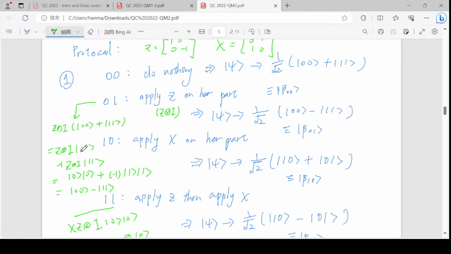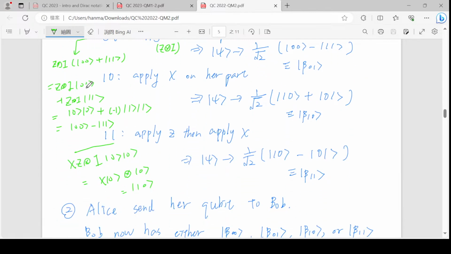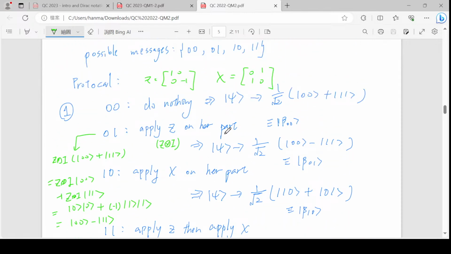Now we have the Z matrix here. Z applied on 0 will be just 0, and Z applied on 1 will give you a minus sign. So Z on 0 is still 0, and identity on 0 gives 0. And Z on 1 gives you a minus sign and still 1, and identity on 1 just gives you 1. Then you add those two things back together, so you see it's 00 minus 11. That's how you do the calculation. So Z tensor identity on 00 plus 11 gives you 00 minus 11.